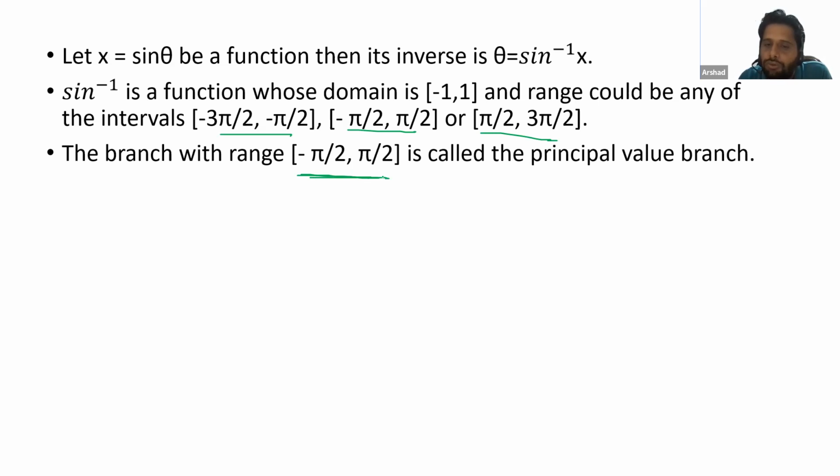So you need to learn all these. For the inverse of the sine function, please learn that minus pi by 2 to pi by 2 is called the principal value branch. Please note this down, and raise your hands once it is done.